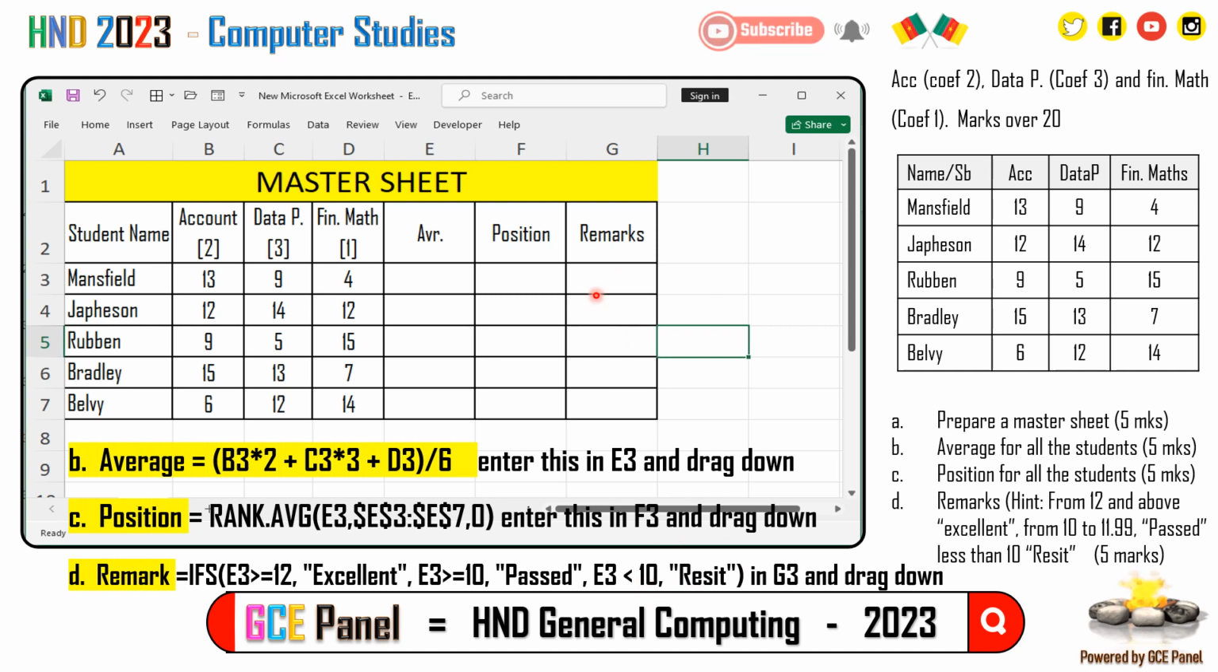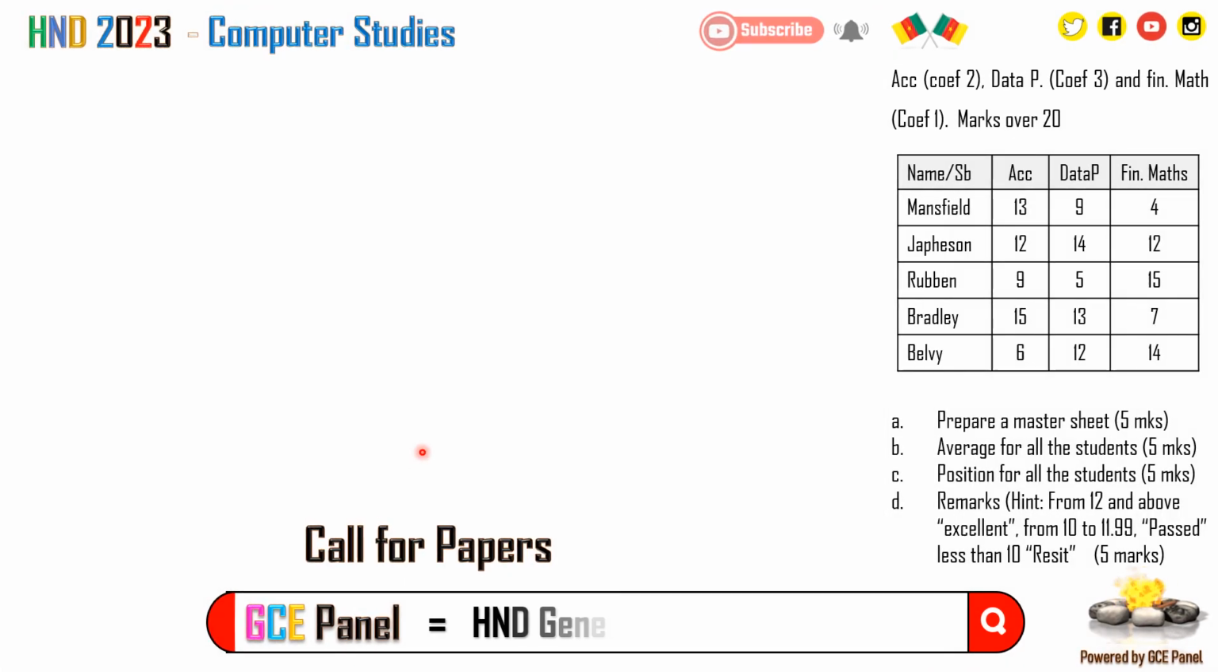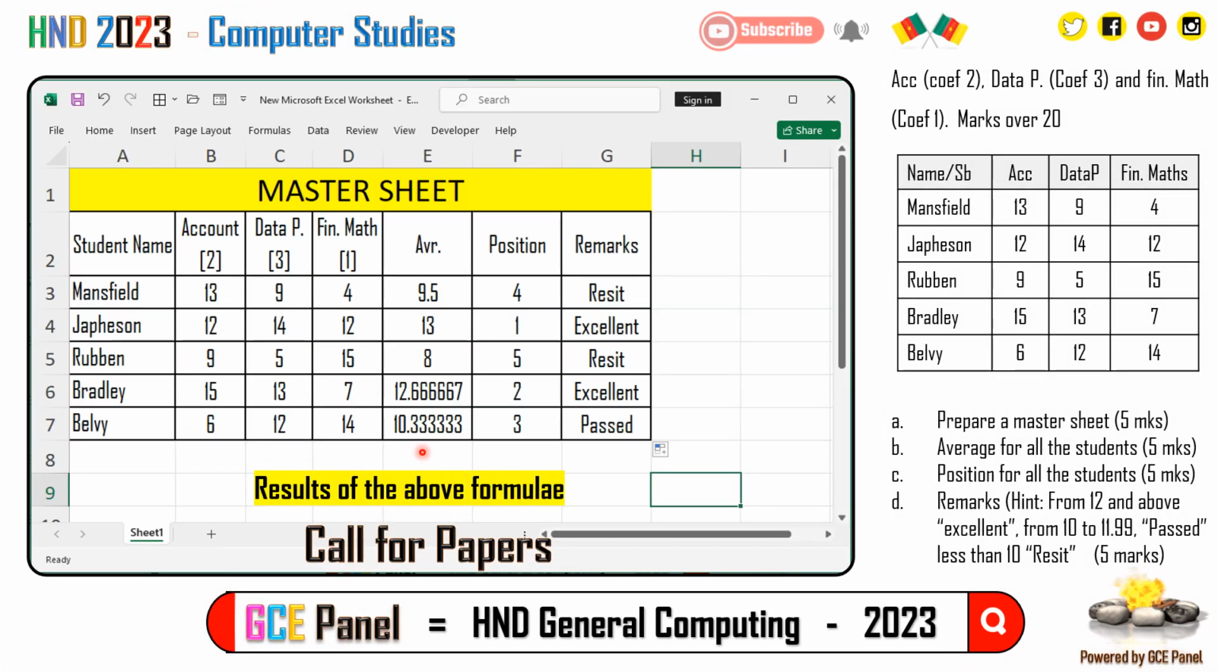So this is the formula. I'm going to put the formula in G3, and then we drag down the formula. When you do all of this, this is the result you will have on the next page. Let's move to the next page. You see the result you have. This is the result you will have when you do this the way you are supposed to.